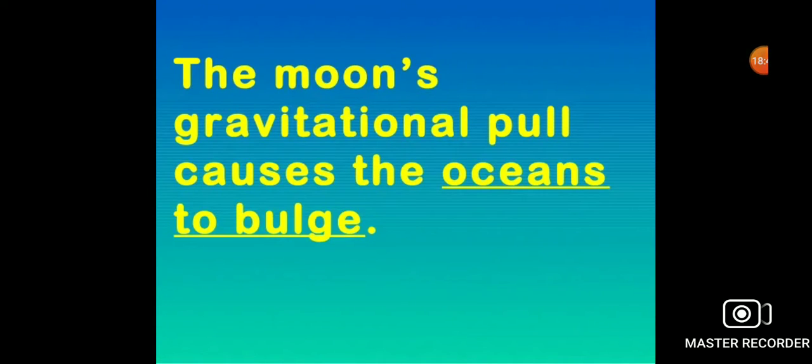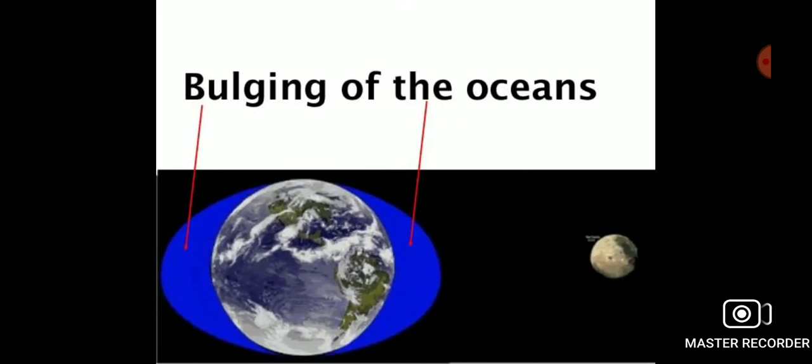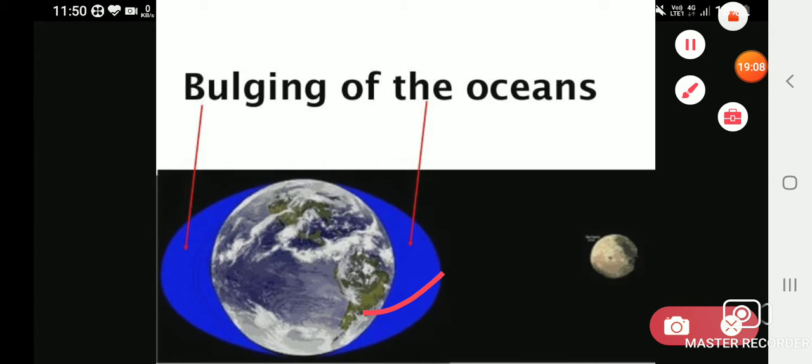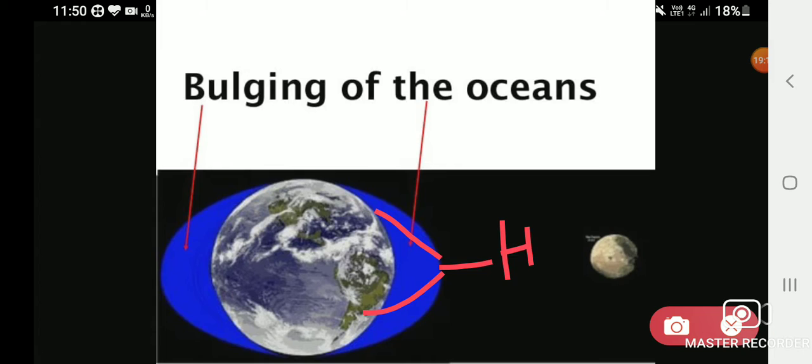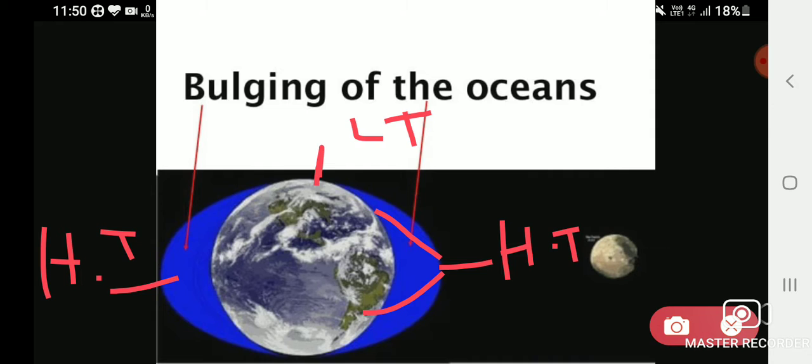So let's understand the tide by the pictures also. The moon's gravitational pull causes the oceans to bulge. Here you can see the bulging of the ocean towards the moon. You can see the water rises upward. That is the bulge of the ocean. So that is known as the high tide. High tide. And here, where the water is not raised upward, that is known as the low tide. Here also that is the high tide, and here also that is the low tide.